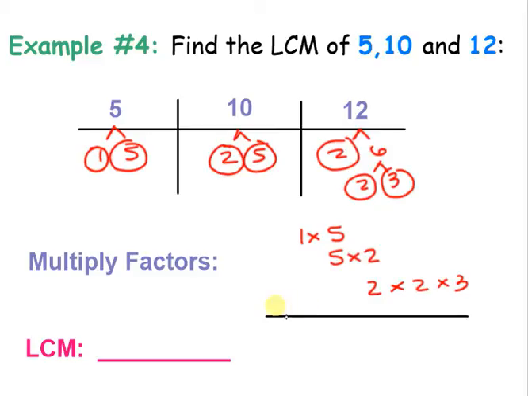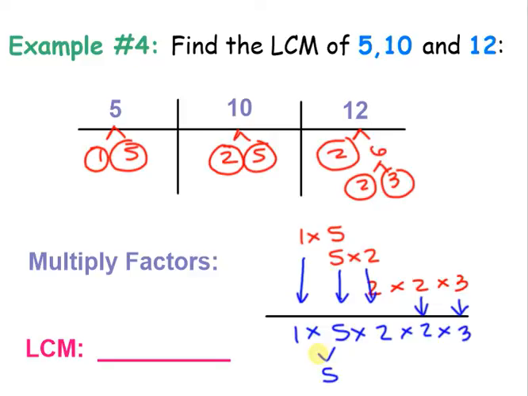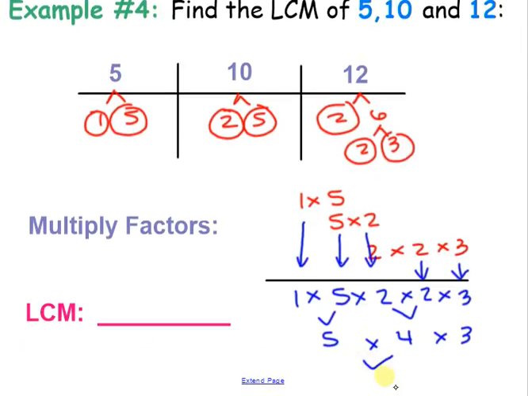All right, so now I'm going to bring them down. So I'm going to bring down the 1 times and the 5 times and the 2 times and this other 2 times and this 3 times. All right, so 1 times 5 is 5. 2 times 2 is 4. And then I have this here. So then 5 times 4 is 20, and 20 times 3 is going to be 60.